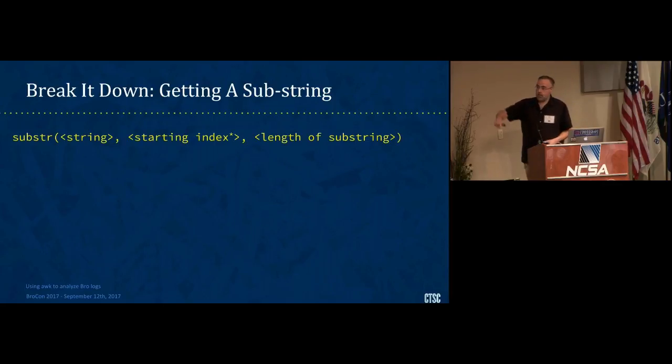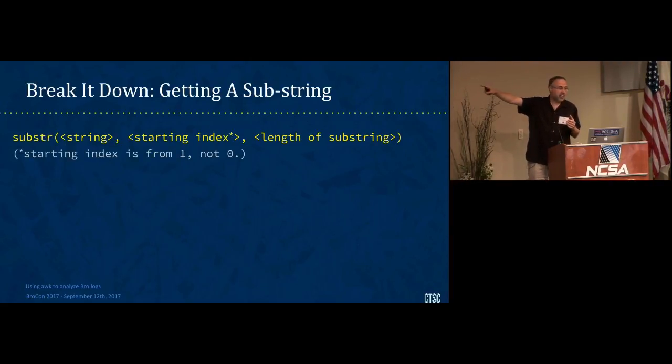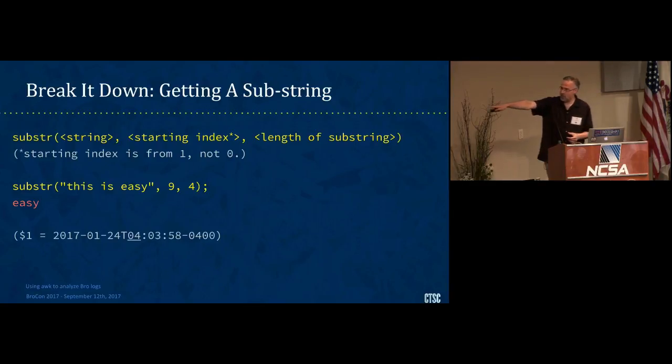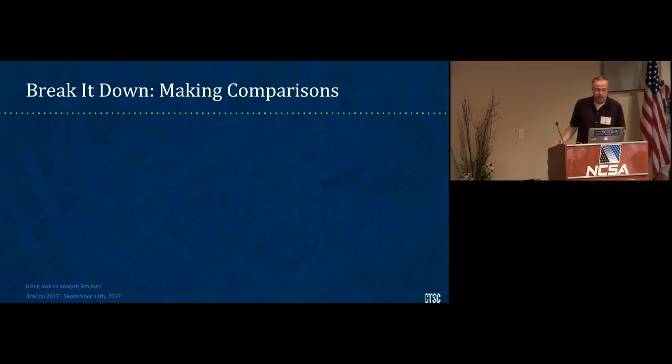So a bit about how substr works. You give it a string value and then a starting index. Note that in awk, indexes start from 1, not 0 like they do in every other programming language. Of course, this way makes more sense to non-programmers, I guess. Then you give it a length of the substring. So if you have a string like "this is easy" and you just want to get "easy" out of it, you'd start at the 9th column and take 4 characters, and that would give you just "easy". If we have a timestamp, and here I'm showing that the first column is set to that timestamp, 2017 and so on, then we want to take the first column as the string value, go in 12 characters, and then take 2 characters, and that'll give us just the hour of the day.